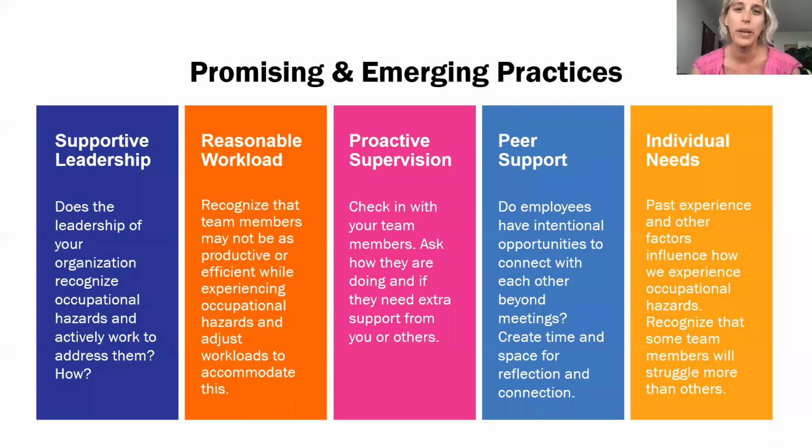There are several ways that we know that organizations can promote resilience, and we actually have full webinars on this. So I'm just going to briefly touch on these things. One is supportive leadership, and that is a leadership that recognizes that these occupational hazards exist. The other is a reasonable workload. If the caseloads are consistently too high, what is our organization doing about that? What can they do about that?